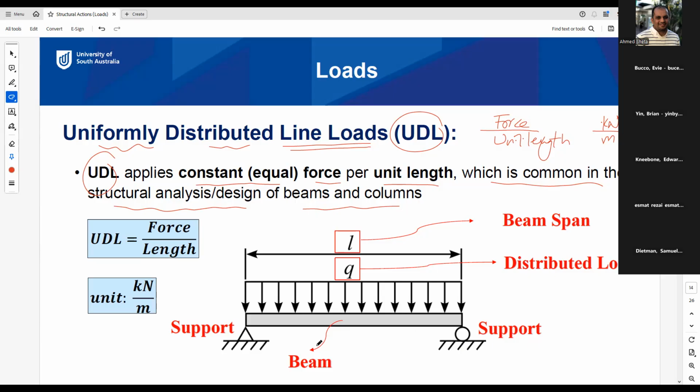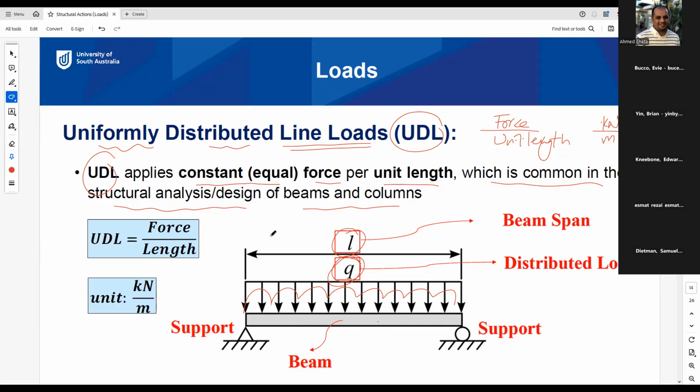As you can see here in this example, we have a beam and we have this uniform load here. The uniform load is distributed over the beam span L. So we have the load Q and the beam span L. As you can see, the load is not applied at one single point, but is applied over the whole length of the beam. Because it's applied over the whole length of the beam, it's called uniformly distributed line load.